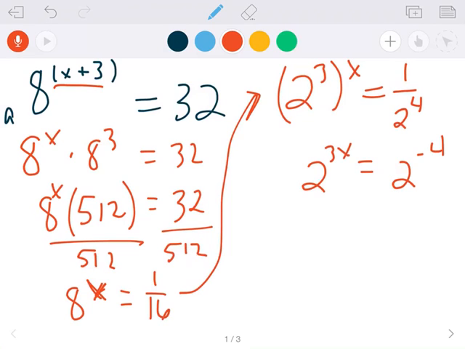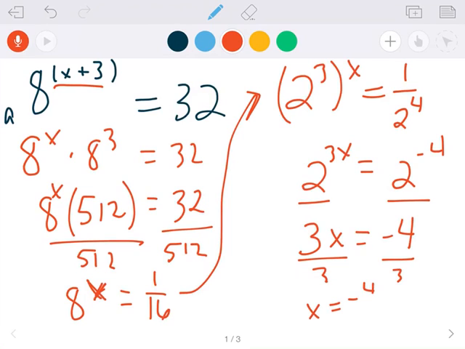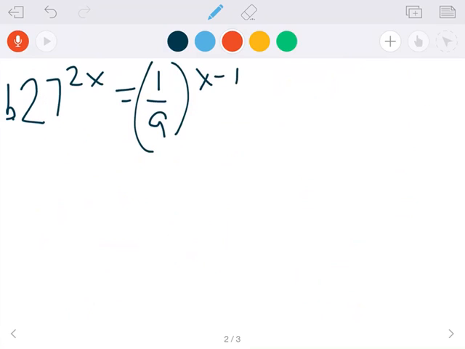And now that we see that we have the same bases on both sides, we can just write the equation as 3x equals negative 4. Divide by 3, we get x equals negative 4 thirds. So lots of ways to solve this problem. If you did it a different way, totally fine. Let's go on to the next problem.